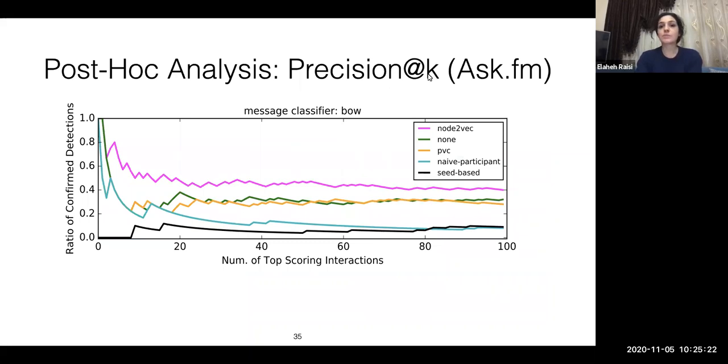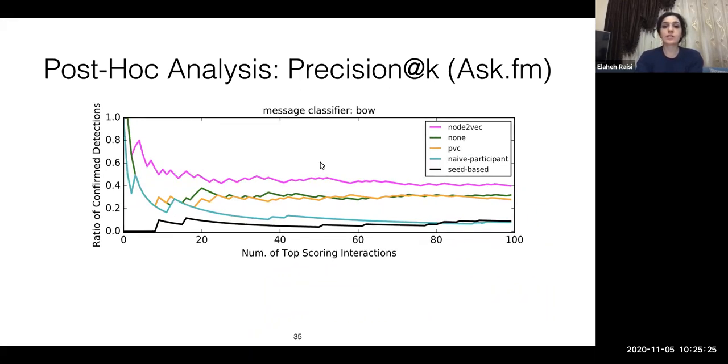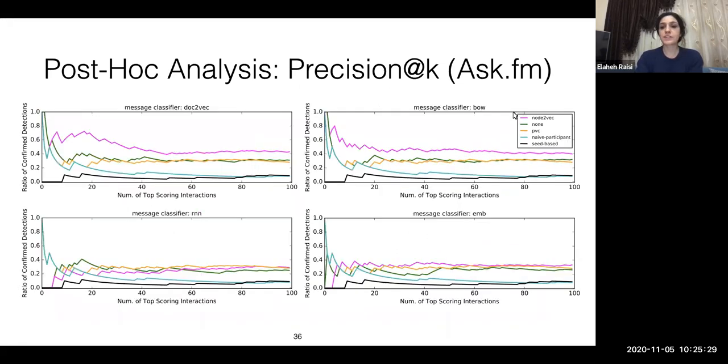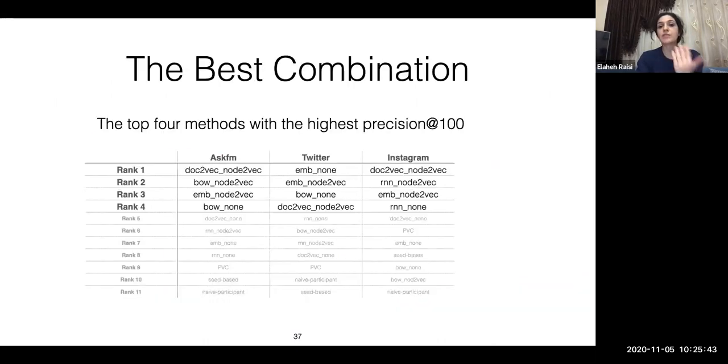Again, we use the precision at K, and we show the precision at K for all of the message classifiers that we used. We have several combinations of message and user classifiers. The first question is: what is the best combination? We computed the precision at 100 for all of the combinations, and we realized that doc2vec combined with node2vec, and the embedding message classifier combined with the node2vec user classifier, are among the top 4 methods with the highest precision. This is a question that many people might ask.